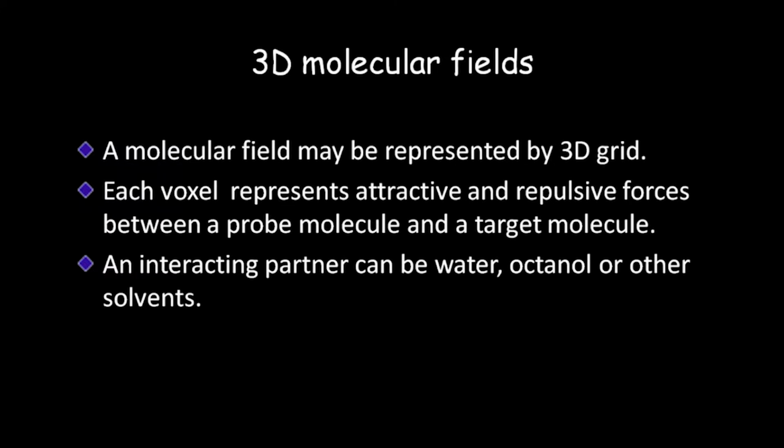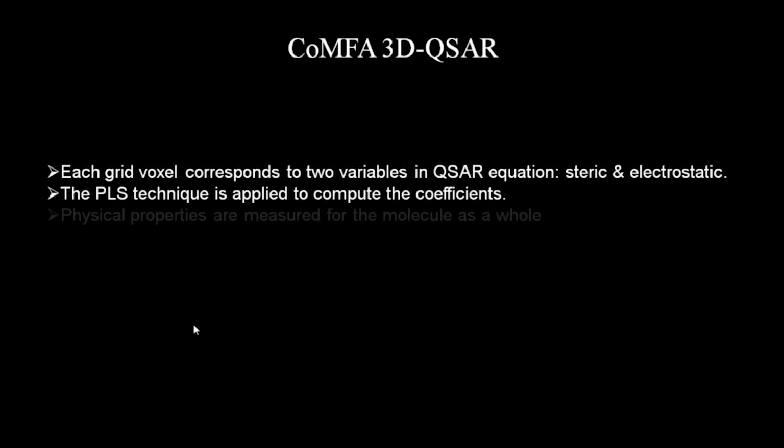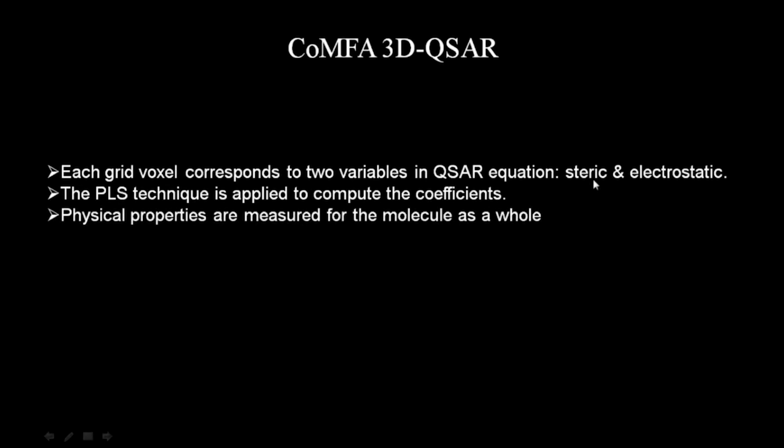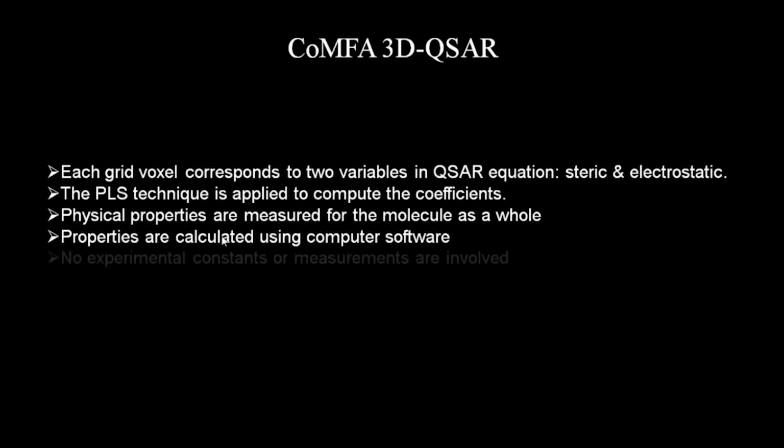The probe can be water, octanol, or even carbon, simple oxygen, or hydrogen. Each grid voxel corresponds to 2 variables in QSAR, steric and electrostatic. Then the partial least squares technique is applied to compute the coefficients. Once you place a probe and measure the steric and electrostatic interaction between the molecule and that probe, you try to correlate that with the activity.